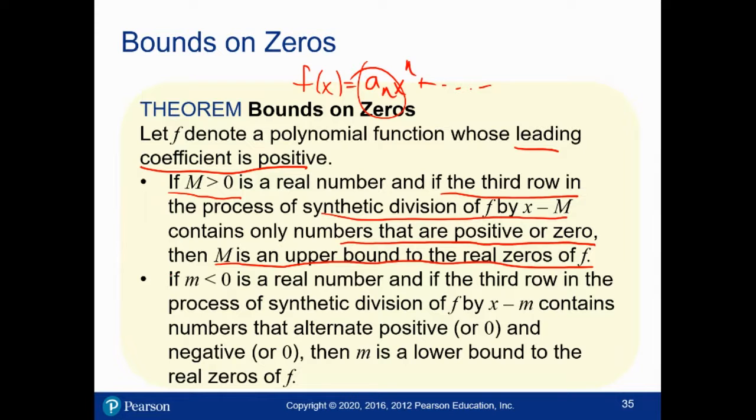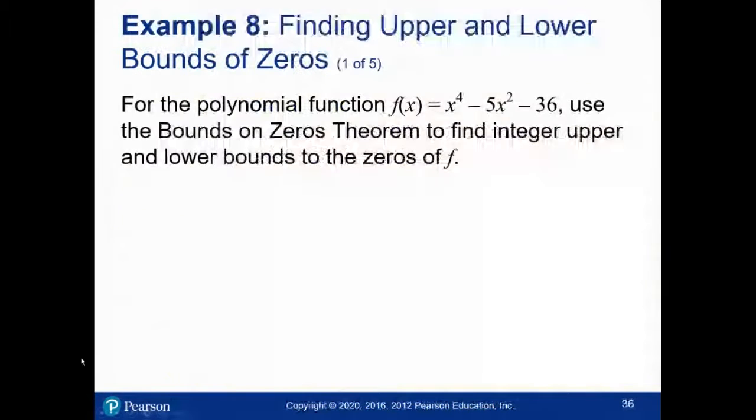Okay, and the sort of flip side result of that is if you pick a negative number, do synthetic division, and the third row contains numbers that alternate between positive or negative, where 0 can be considered either, then m is a lower bound. There are no roots less than m.